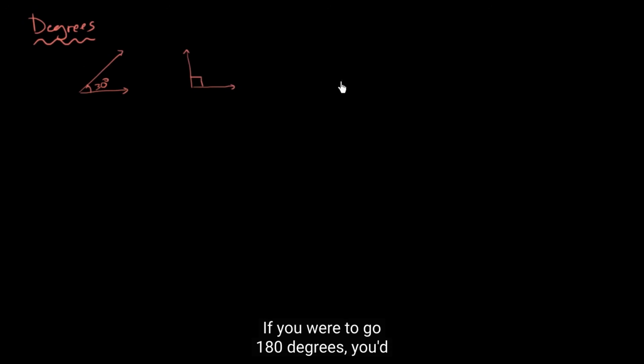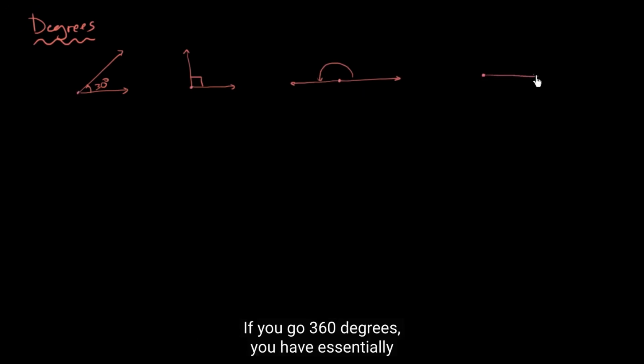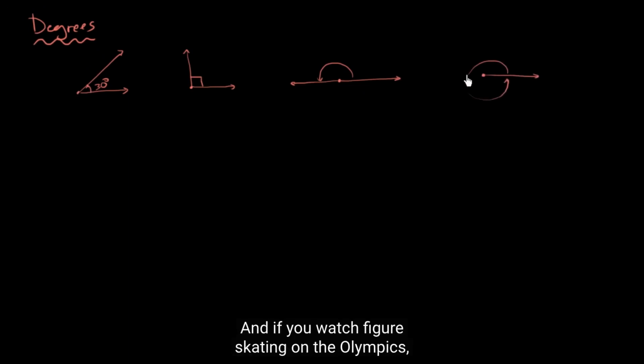If you were to go 180 degrees, you'd essentially form a straight line. Let me make these proper angles. If you go 360 degrees, you have essentially done one full rotation. And if you watch figure skating on the Olympics and someone does a rotation, they'll say they did a 360, or especially in some skateboarding competitions and things like that.